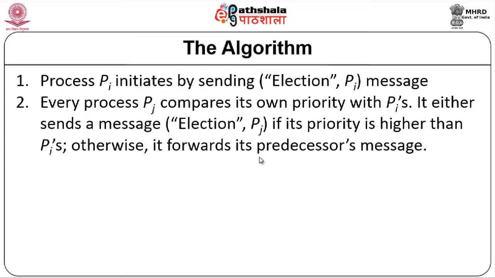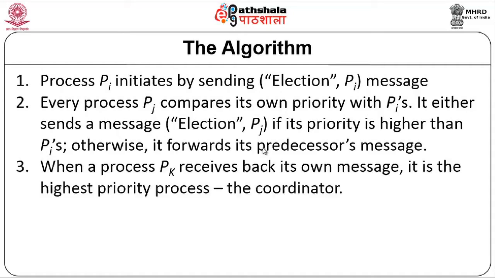In this case, we have taken the node ID to be the priority. If the receiving process pj has a node ID smaller than the process from which it has received the election message, then it will forward the message directly to the next node. If pj has a higher node ID, then it will change the election message to election comma pj and send it to the next node.